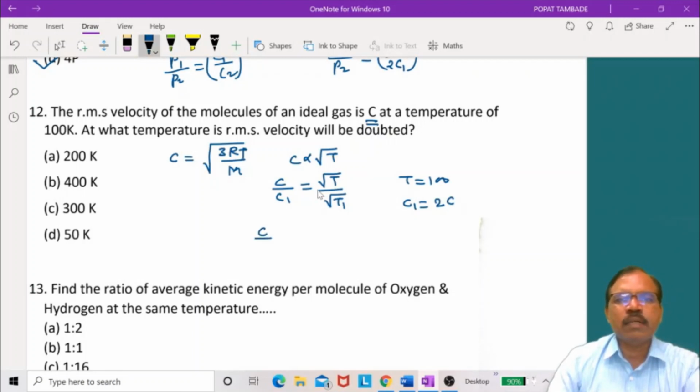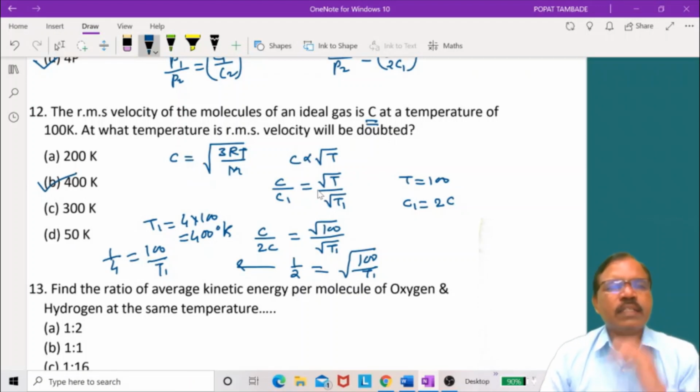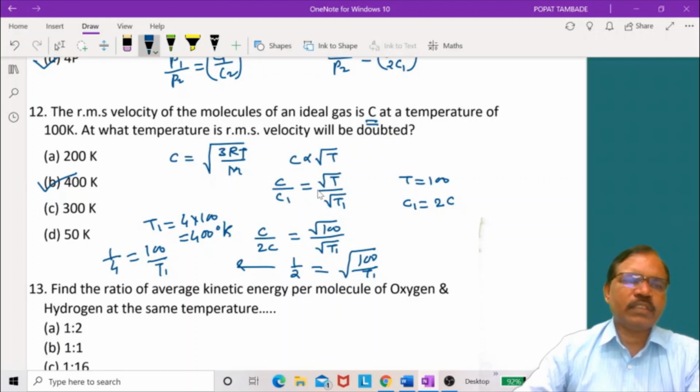So I can write C upon 2C is equal to root of 100 upon root of T1. So square, I will get 1 half is equal to root of 100 by T1. Just square this, we get 1 by 4 is equal to 100 upon T1. So what is T1? T1 is equal to 4 into 100, so it is 400 degree Kelvin. So this one is correct. 400 degree Kelvin is correct. So this is the correct answer.